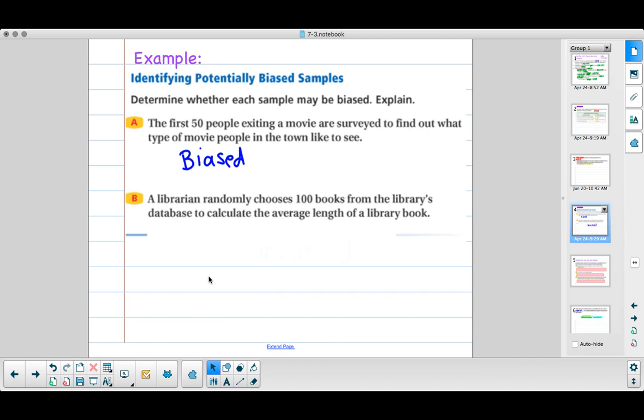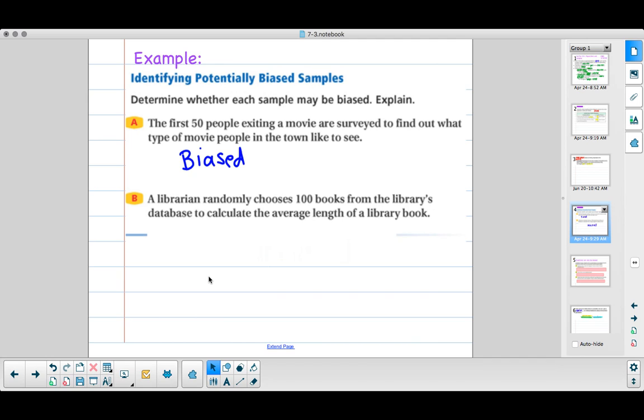It is a convenience survey because you're just standing at the exit and it's the first 50 people that you see. And odds are the first 50 people you see are leaving from the same movie, because movie times don't all end at the exact same time. They're staggered throughout the evening. So when 50 people are leaving at once, they're probably mostly coming from the same exact movie, which would say that they probably have a similar taste in movies.